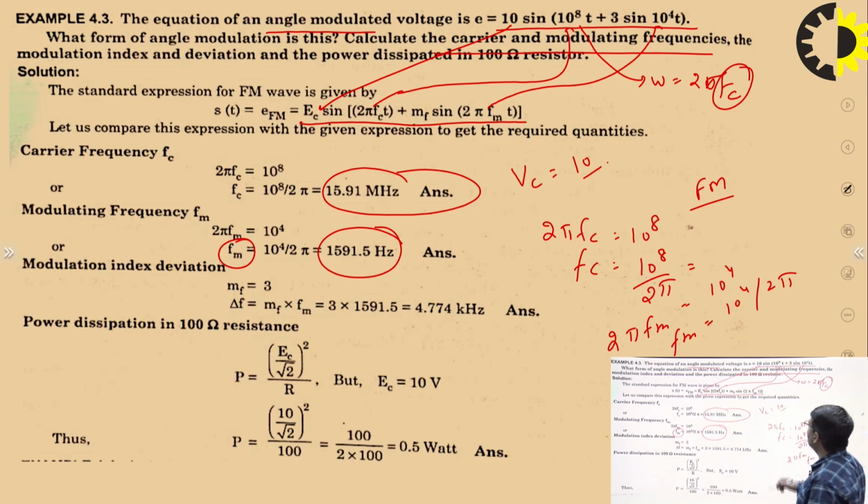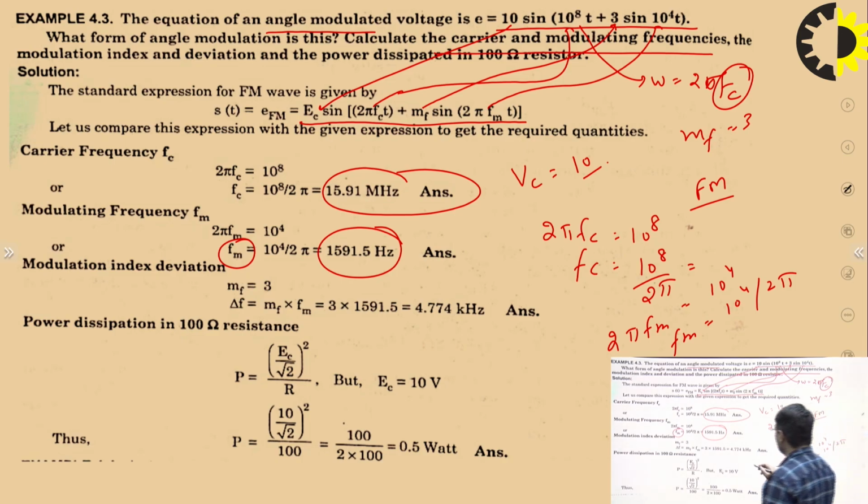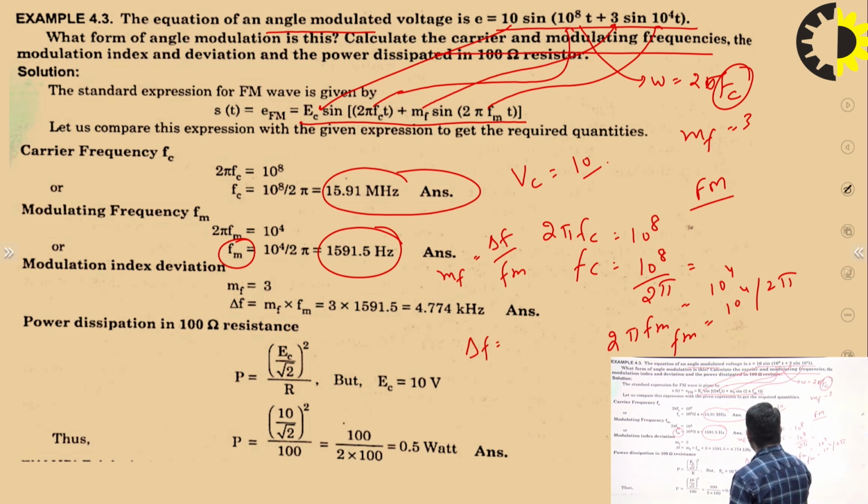And if we compare with the standard equation, we have modulation index equal to 3. And we know that modulation index mf equals delta f by fm. In this way we can calculate the deviation, delta f equals fm into mf. Both the values are given.